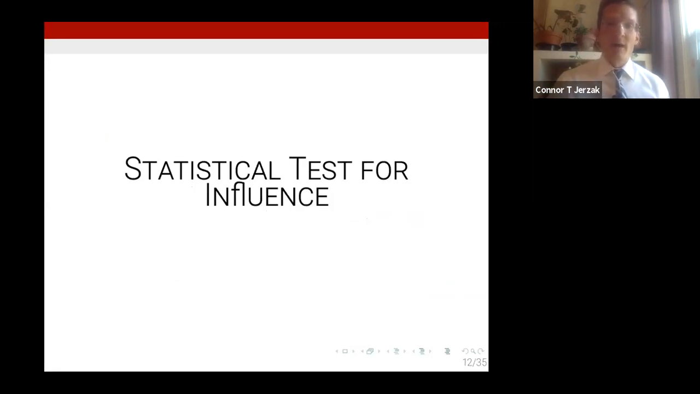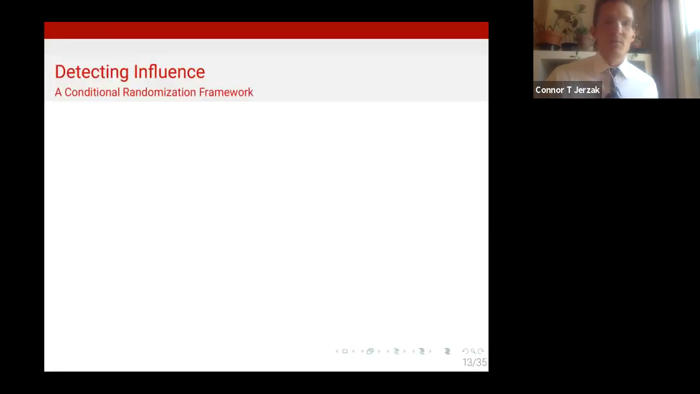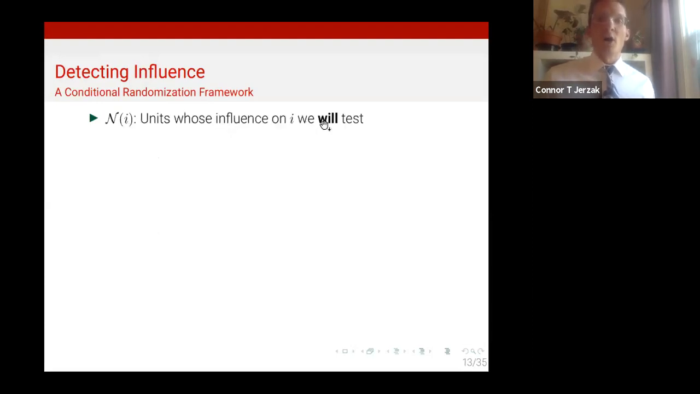And the framework that I'll be building on is the Model-X conditional randomization testing literature. Before going through that, first I'll just introduce a little bit of notation, and then I'll go through what that testing framework is and how we can extend it to this case. So in this case, I'm going to posit that there are two sets of units in this study. One set of units, N_i, these are units whose influence on unit I we are going to test. And we can call this the testing set.